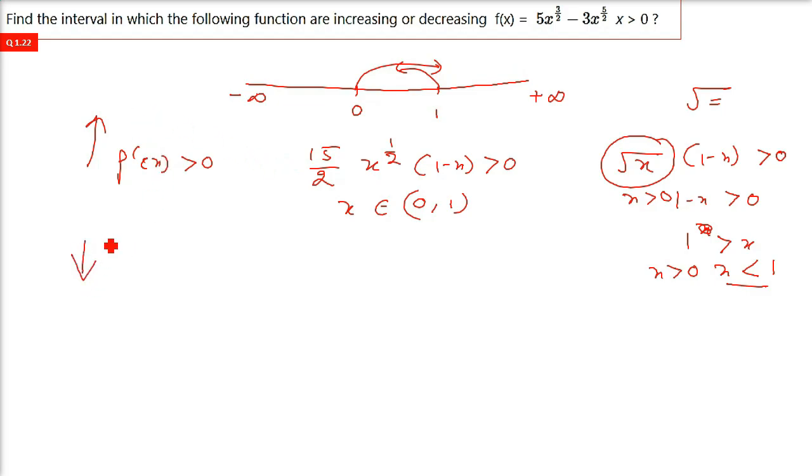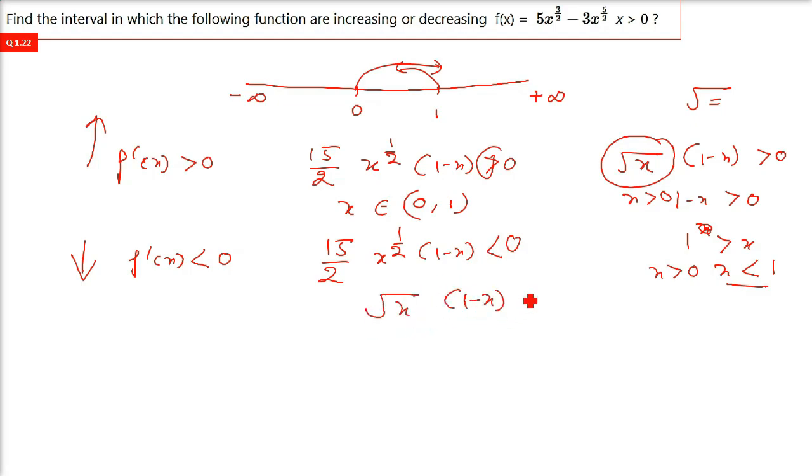Now coming to the next case, which is f'(x) less than 0. So less than 0 means just put it as less than 0. So 15 by 2 x raised to half (1 minus x) less than 0. Again, under root x raised to half cannot be less than 0. Only 1 minus x can be less than 0, because under root x should always be greater than 0, it is always positive. 1 minus x is less than 0, that is x should be greater than 1.